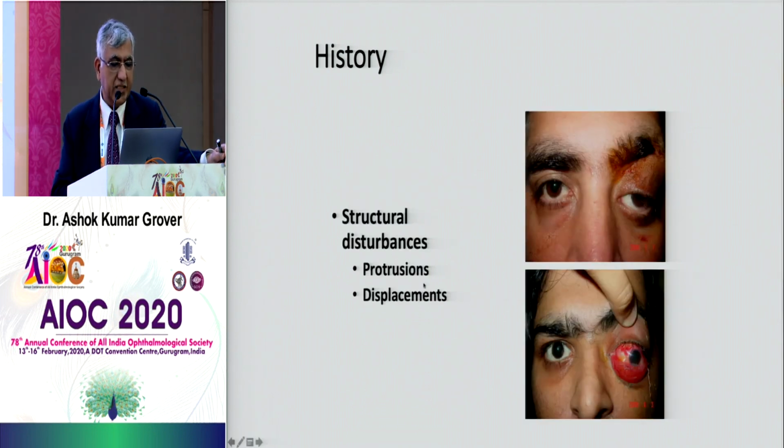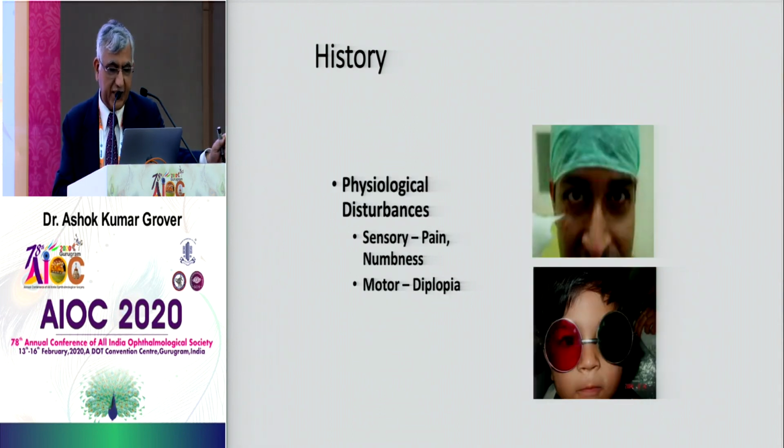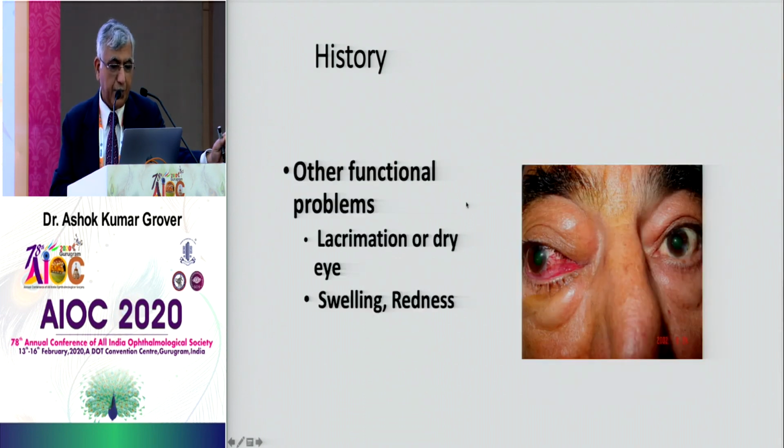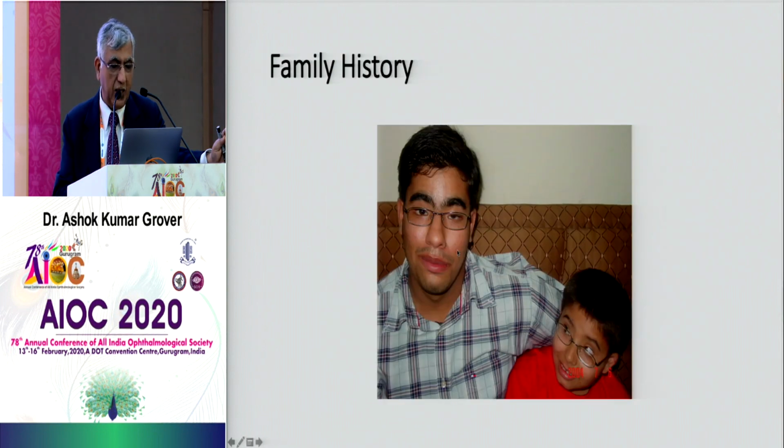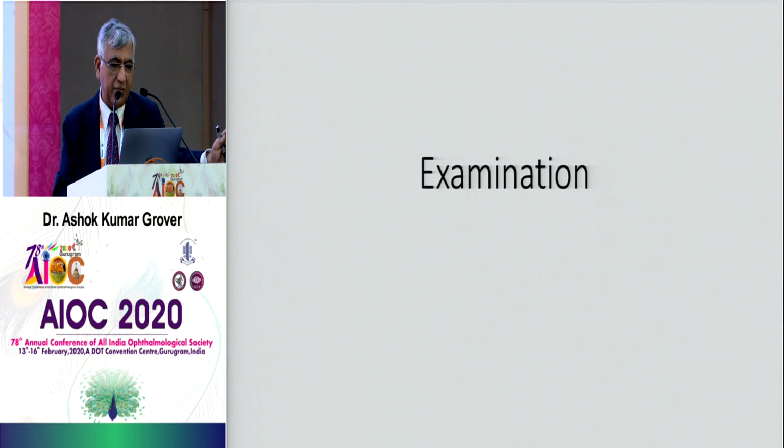Then look at the kind of changes that have been produced. What kind of displacement has taken place? What kind of protrusion has taken place? Whether there have been sensory changes or motor changes, these are the functional changes that have taken place. And whether there is an associated dry eye, whether there is greater watering, what kind of swelling or redness is present. These are all very important clues in the history which will lead you to a diagnosis. Associated systemic conditions like thyroid eye disease and other features of lymphomas are again very important clues. Several diseases would have a family history.